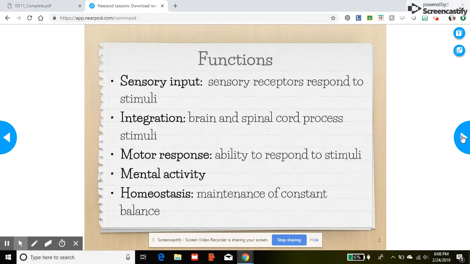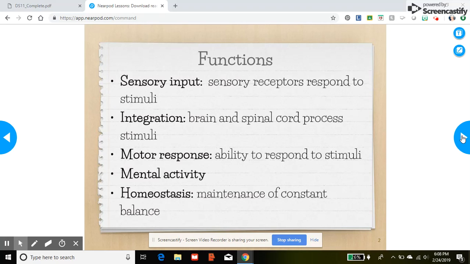We have our sensory input, where our sensory receptors respond to a stimulus. We've talked a couple of times about the example of putting your hand on a hot stove when you didn't know that it was hot. You have sensory receptors in the skin, and that is going to send a signal that eventually tells the muscle, hey, move your hand, it's hot. So the sensory input is going to sense that.